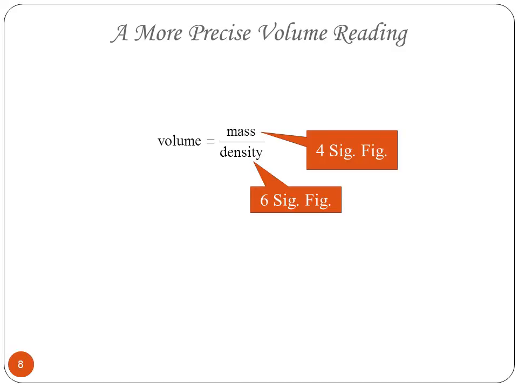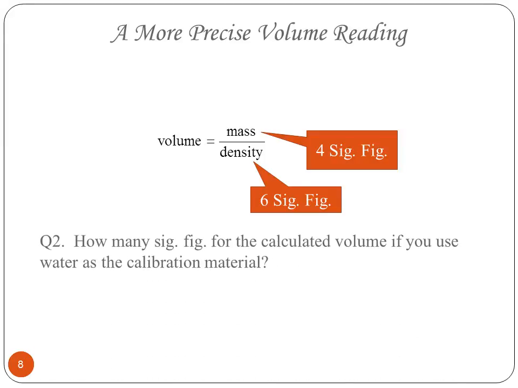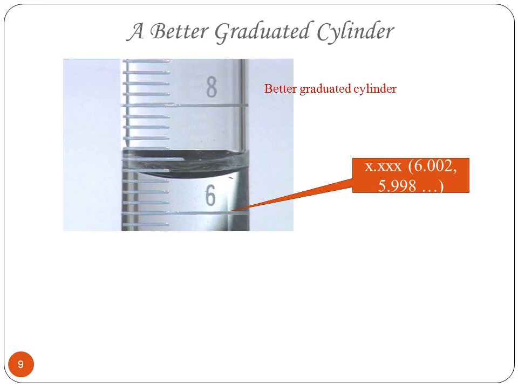Let's take a look at the density formula again. After rearrangement, volume is equal to mass over density. If we use water as the calibration material, we can get volume with 4 sig figs. This is because mass has 4 sig figs and density has 6 sig figs. After calibration, we get a better graduated cylinder. The reading at each calibrated mark has 4 sig figs.